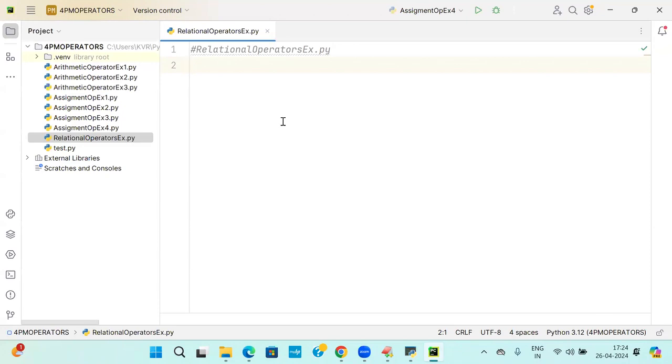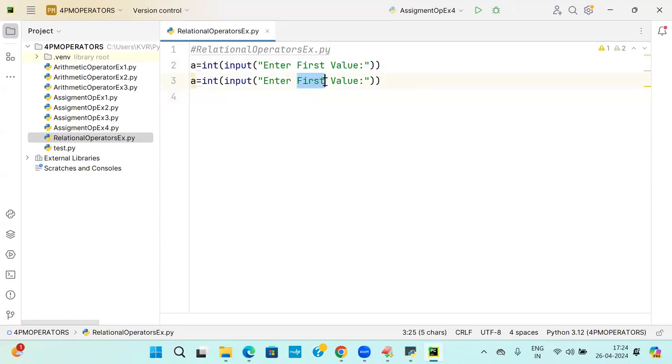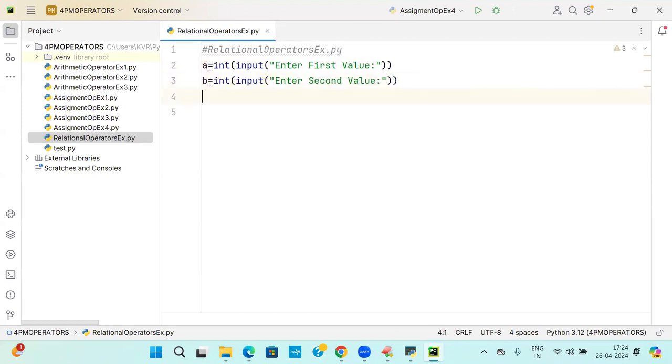No doubt in that. If I see, the garbage collector will collect it away. Look at this: A is equal to int of input of "Enter first value". Next I'm taking B is equal to another value I want to take, "Enter second value".